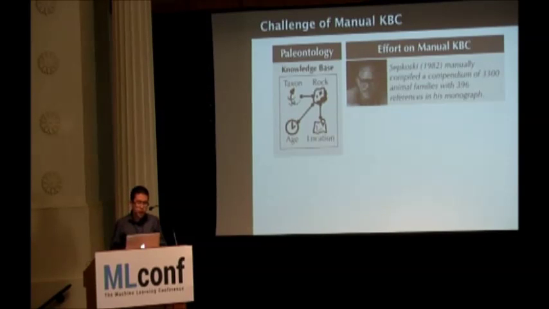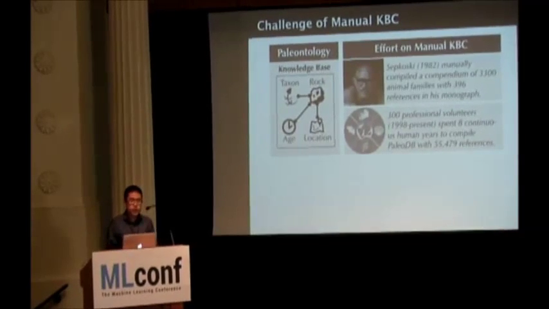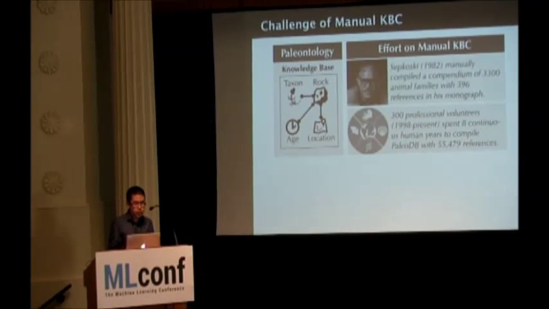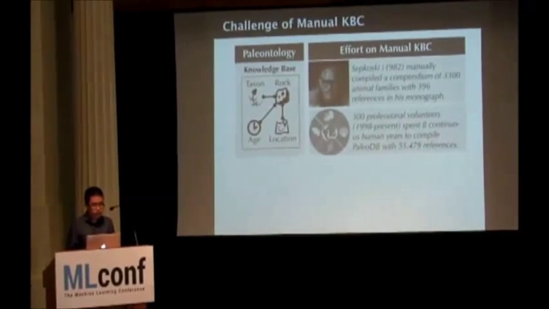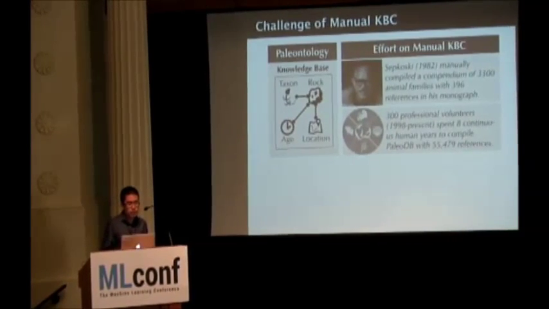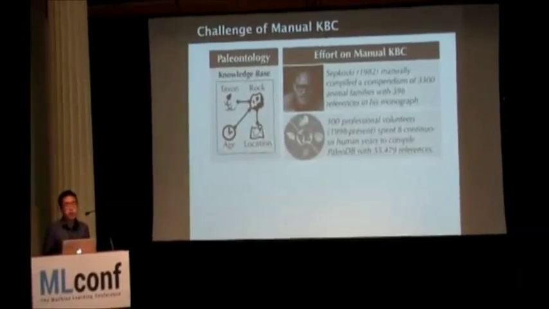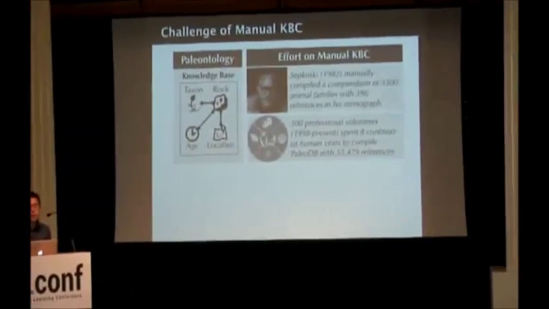The importance of compiling such a knowledge base got picked up by the community. And starting from 20 years ago, more than 300 geoscientists have spent more than 8 continuous human years to compile a knowledge base called PaleoDB. This database contains more than 50,000 references, and this project is also highly successful and led to more than 200 papers, many of which were published in Nature and Science.